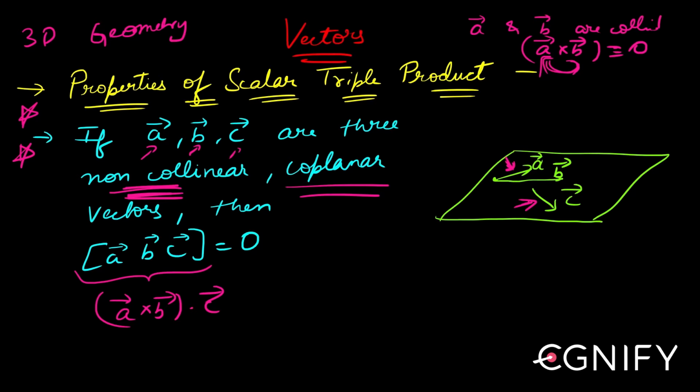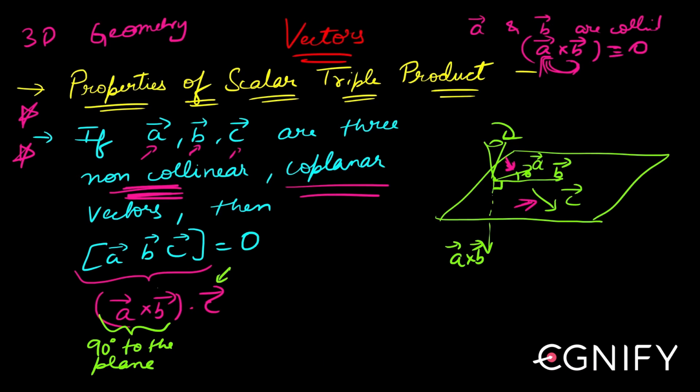A cross B, if I actually calculate it, I will have to put a screw here and rotate from A to B through the smaller angle, and that is going downwards, right? So A cross B is a vector pointing downwards, and its magnitude is obviously AB sine theta, where theta is the angle between A and B. So this is 90 degrees to the plane.